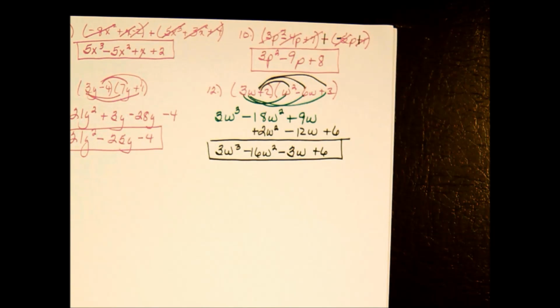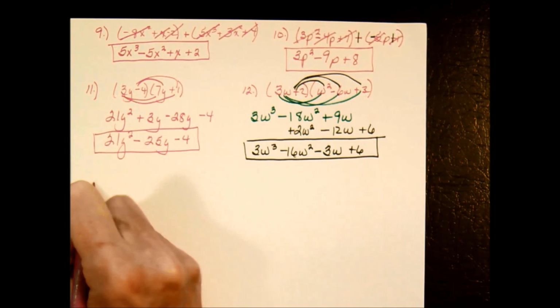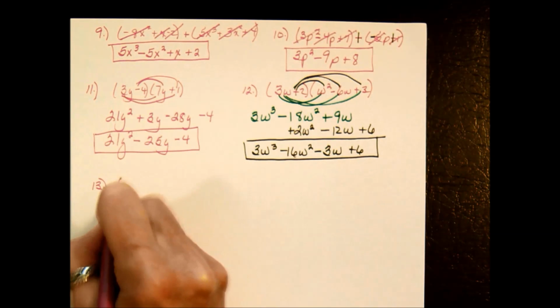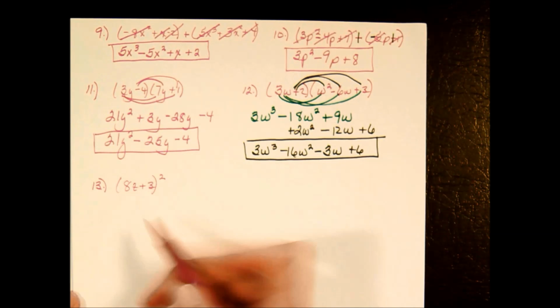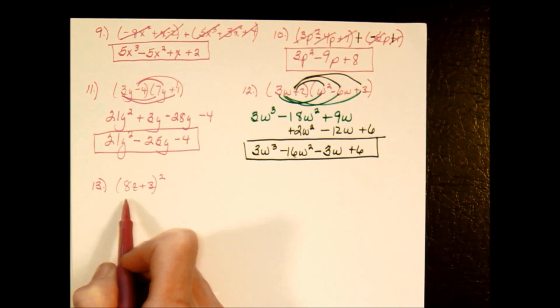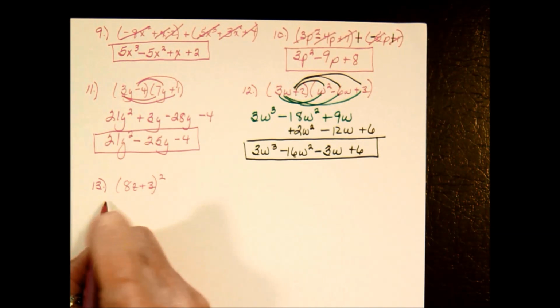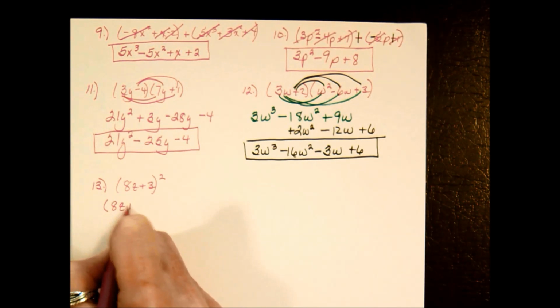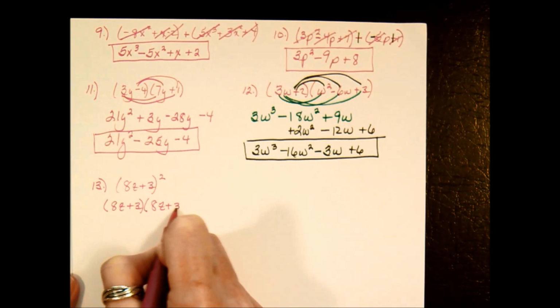Okay, the next one I want to put a star by because this one is so frequently missed and there's really no reason to miss this. It's 8z plus 3 squared. That does not mean 8z squared and 3 squared. It means the whole thing times itself. So what you have to do is write that binomial twice, 8z plus 3, and then FOIL.